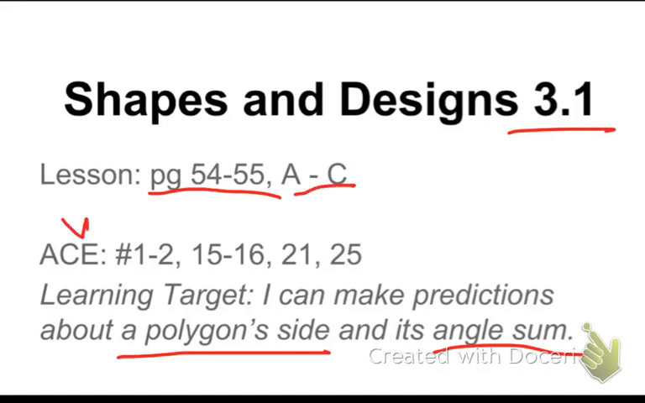And your ACE problems are going to be 1 through 2, then 15 through 16, then 21, then 25. I know they're all over the place, but they will make sense. Let's begin. We have one thing to put in our notes.